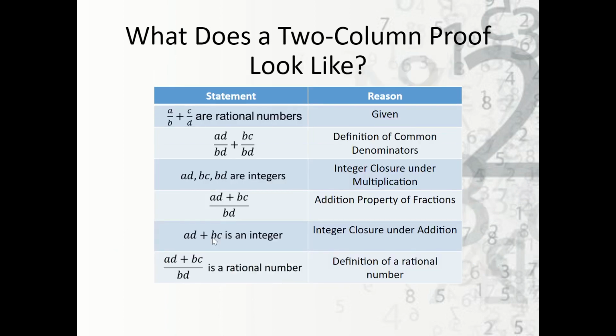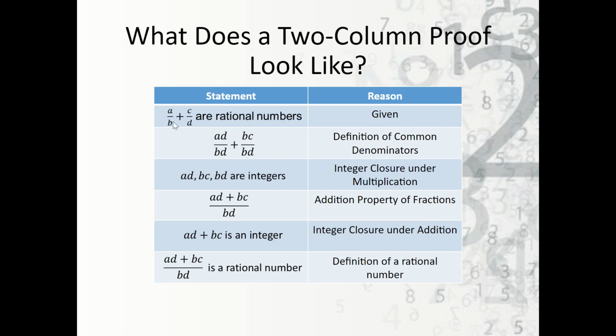So what does it look like? This is an example of a 2-column proof. So we have our statements over here. A over B plus C over D are rational numbers. That's a given information. So always we'll begin with our given information, which means the information that they actually tell us. From there, we start coming up with other things. So we can say that this is AD over BD plus BC over BD.